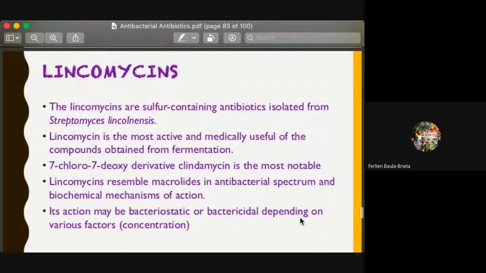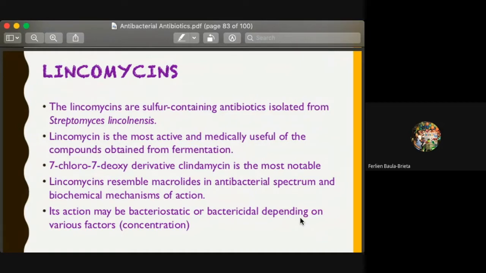Then we have the lincomycins. So lincomycins, they have this striking structure or component, the sulfur, and they are also considered as antibiotics. They are derived from Streptomyces lincolensis. That is why it is called lincomycin.